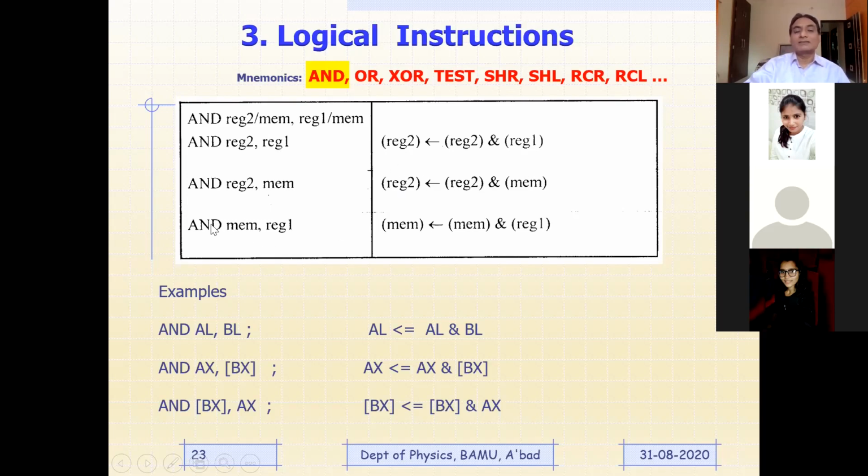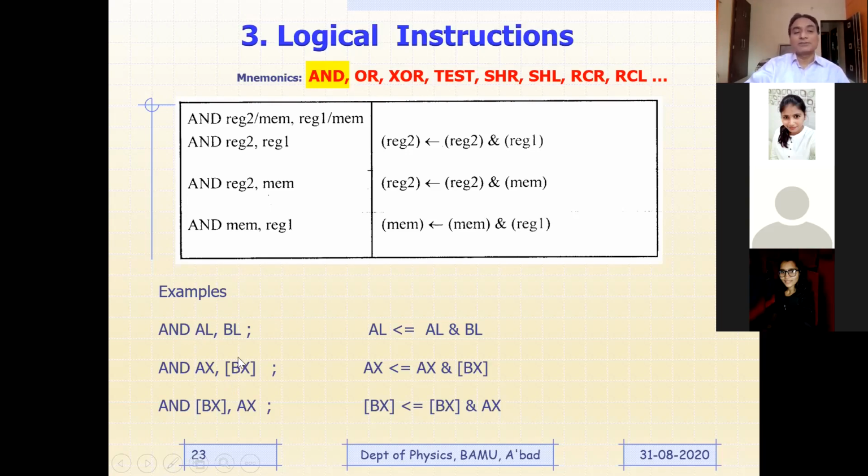Okay, and this is the third option, the third possible combination. Your destination can be memory and source can be register, like AND memory comma register 1. It means register 1 is going to be ANDed with the content of the memory location and the result is going to be updated in the memory location only. Accordingly, I have given 3 different examples.